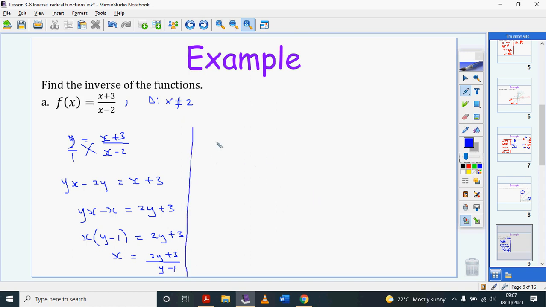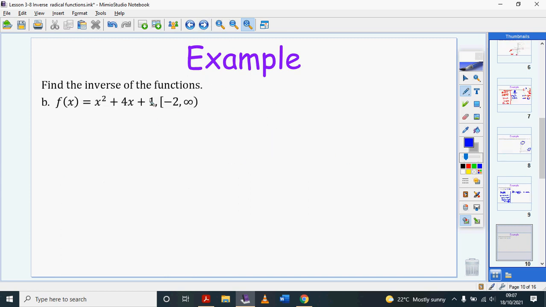And now I have to rewrite it as inverse function of x is equal to (2x + 3) over (x - 1). That is my inverse function, and I hope you can see that in this inverse function, x cannot equal 1. Yeah, that's some of the restrictions.